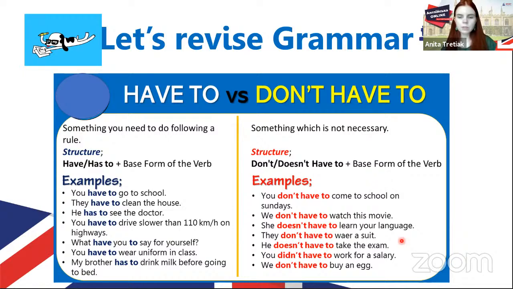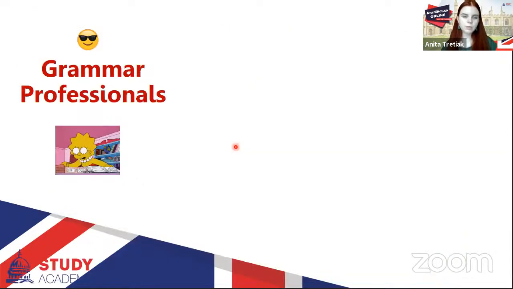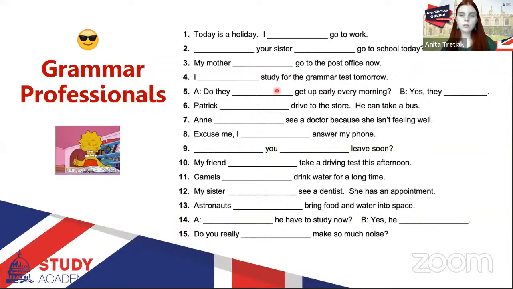So yeah, we don't have to buy an egg. Yeah, maybe we already have an egg at home, or it's not necessary for us at all. That's why we don't have to. Okay, guys, to sum up one more time, have to, it's something you need to do following a rule, and don't have to, something what is not necessary. Hope that you remember this, because now we're going to practice this stuff.